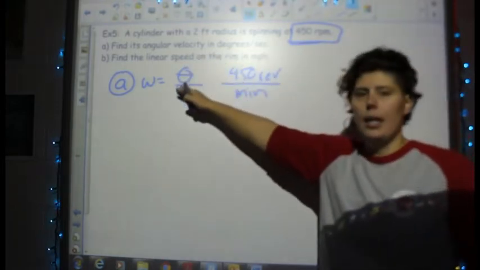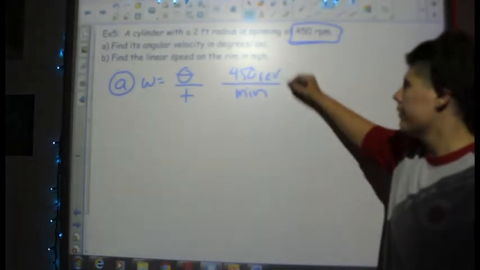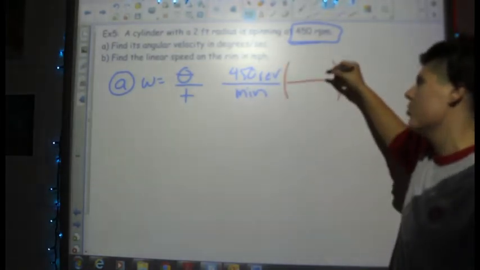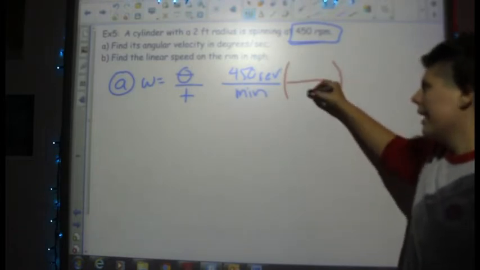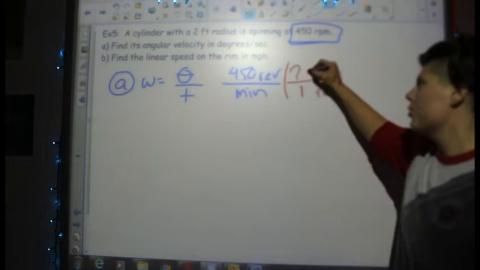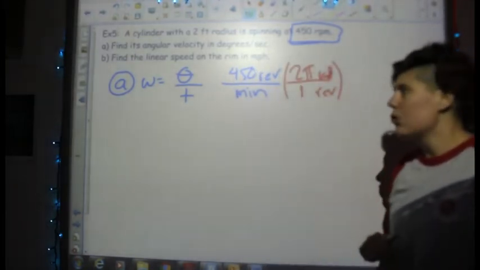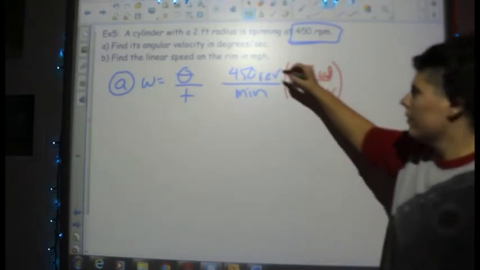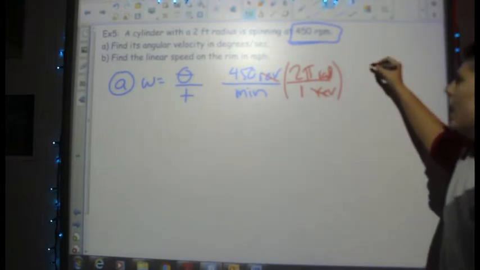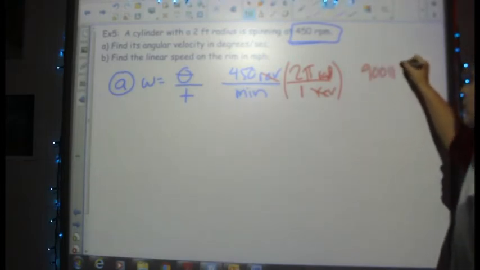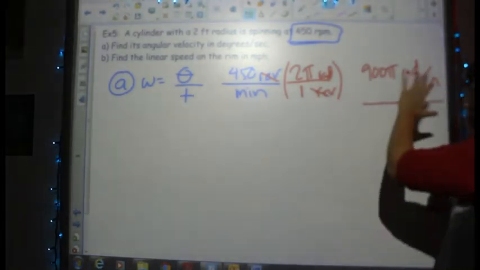And now I need to get a theta in there. As we've talked about before, this is the point where we're going to use our conversion because we need to convert from revolutions into radians. So since revolutions are on top, I'm going to put revolutions on the bottom. And I know for every 1 revolution, there's 2 pi radians because 1 revolution around a circle is 2 pi radians. The revolutions cancel and I multiply across, so I get an angular speed of 900 pi radians per minute.